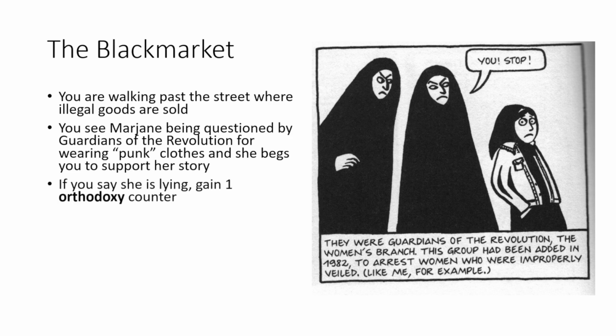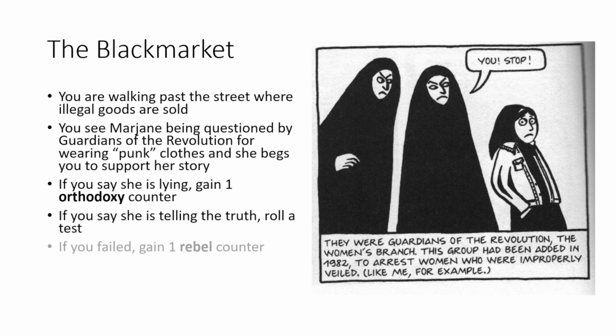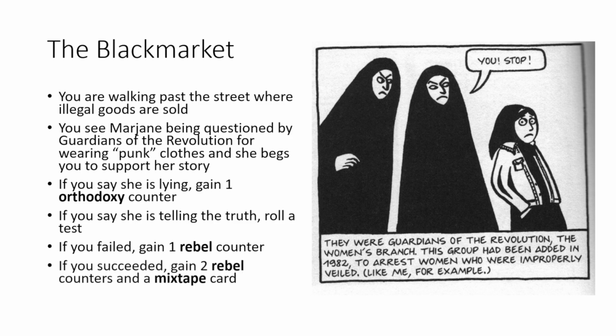Alrighty, if you say she is lying, gain 1 orthodoxy counter. If you say she's telling the truth, roll a test. We got to see how believable you are as a liar. If you failed, gain a rebel counter. If you succeeded, gain 2 rebel counters and a mixtape card. So the mixtape card doesn't actually do anything. It's just fun, and it's a throwback.